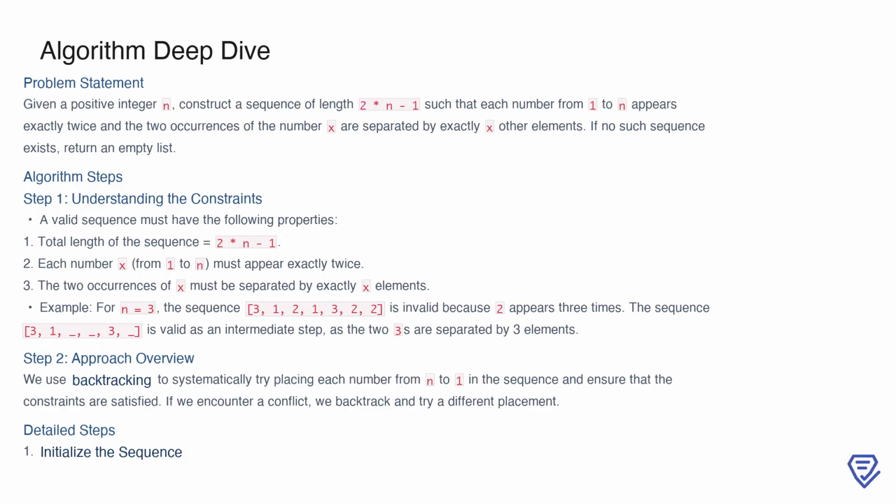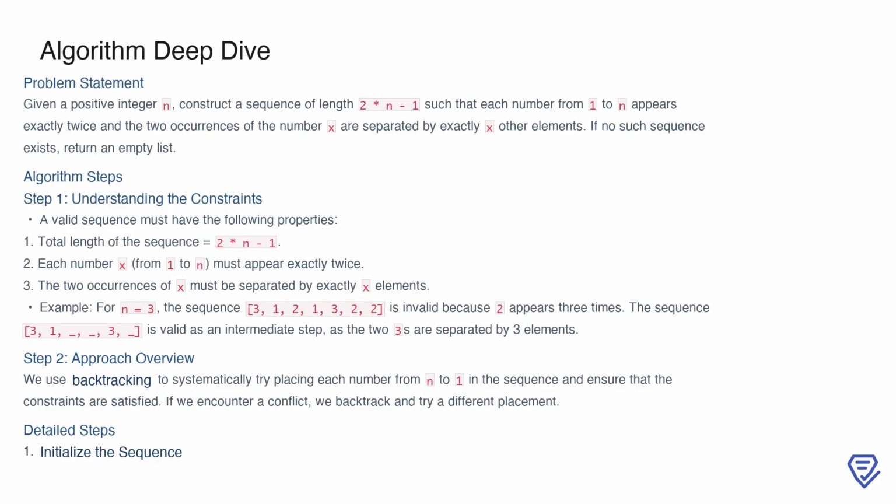To tackle the problem of constructing the lexicographically largest valid sequence, we first need to understand its constraints. We are given a number n, and we must construct a sequence of length 2n-1 where each number from 1 to n appears exactly twice. The two occurrences of a number x must be separated by exactly x other elements. If this is not achievable, we return an empty list.